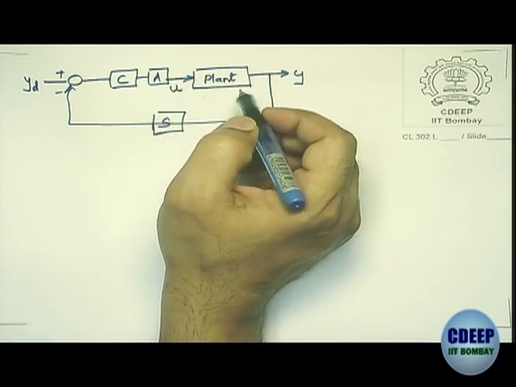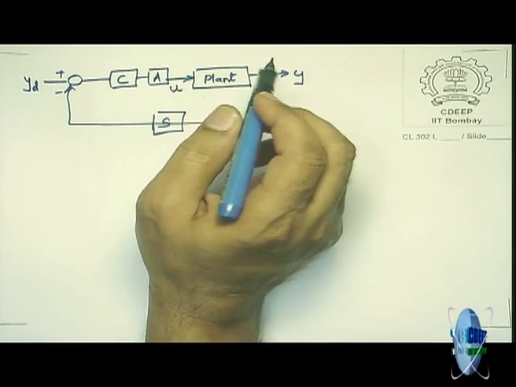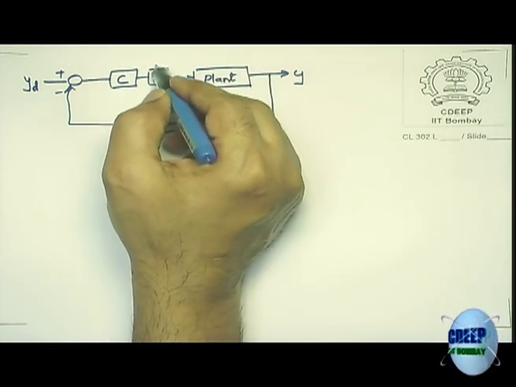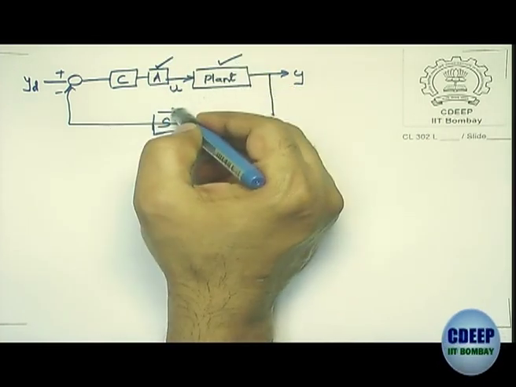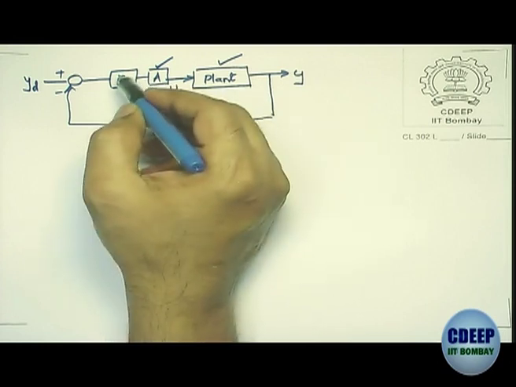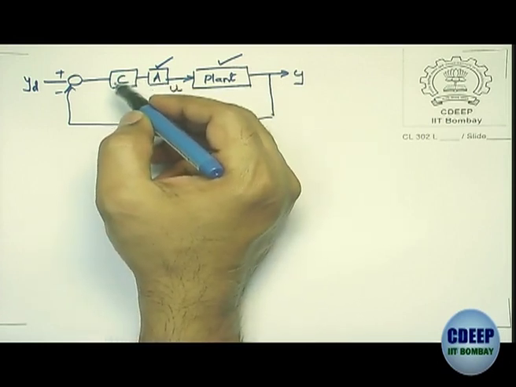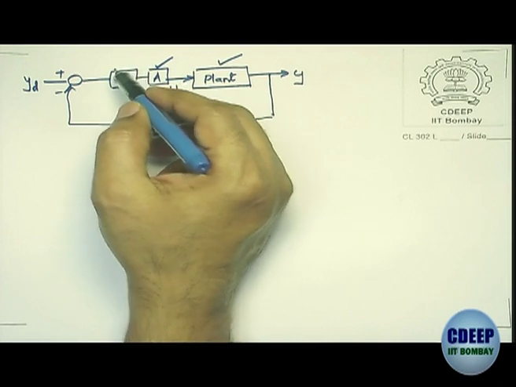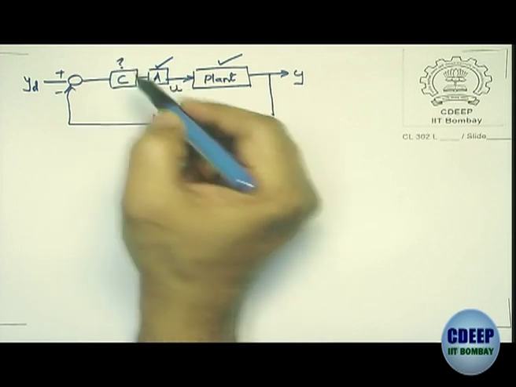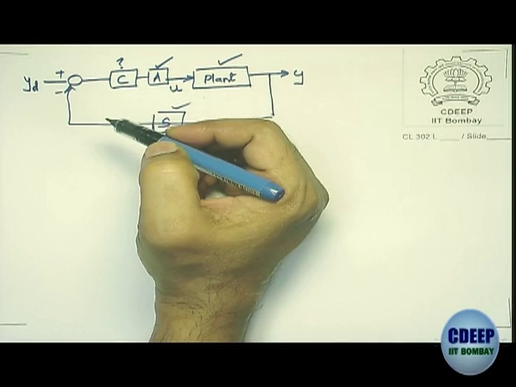Okay. So, if you have to do this design, we have to find out, see, the actuator is fixed by design, plant is fixed by design, sensor is fixed by design. The only thing that you need to design when looking at control systems is, what is this C? This is a question mark. We have to determine what this C is.